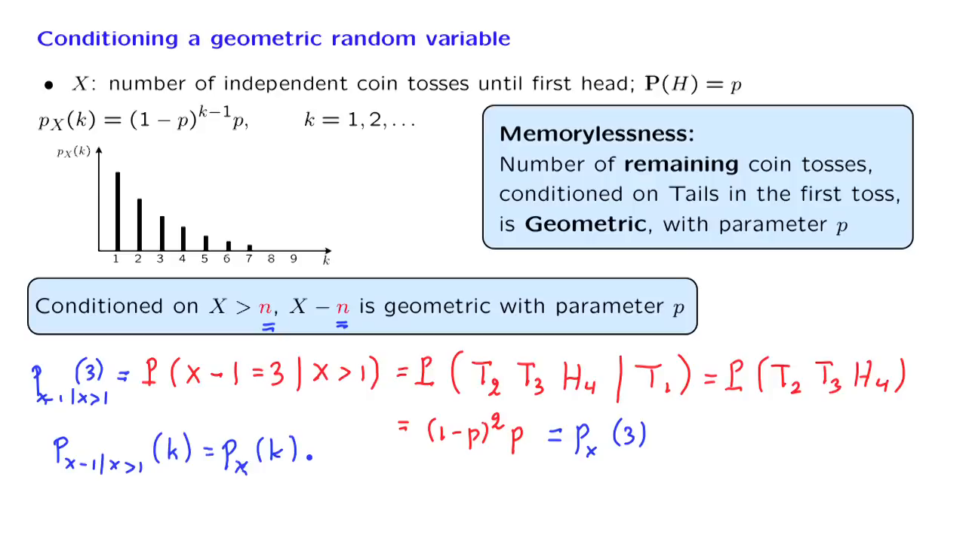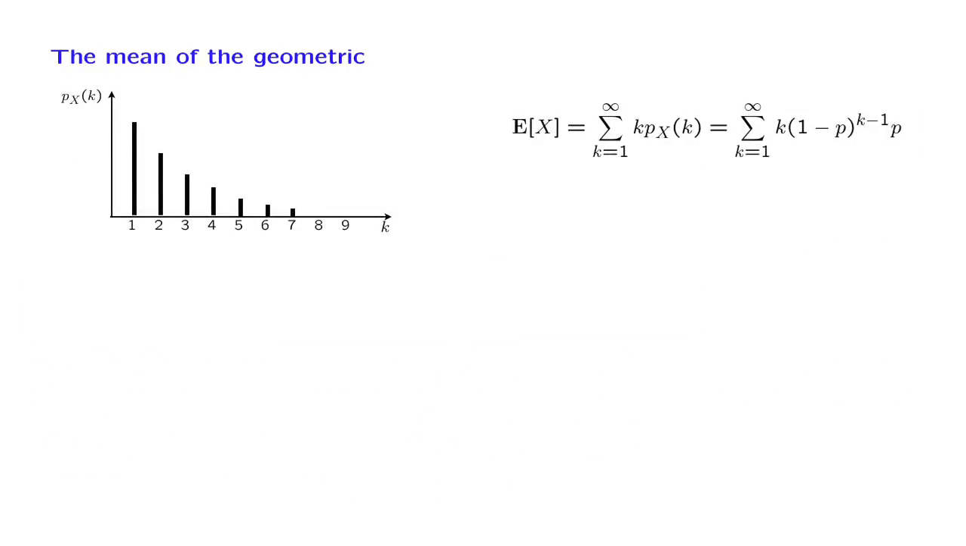Therefore, the statement we're making is that this geometric PMF will also be the PMF of x minus n, given that x is strictly larger than n, and this will be true no matter what argument we plug into the PMF. We will now exploit the memorylessness property of the geometric PMF and use it together with the total expectation theorem to calculate the mean or expectation of the geometric PMF.